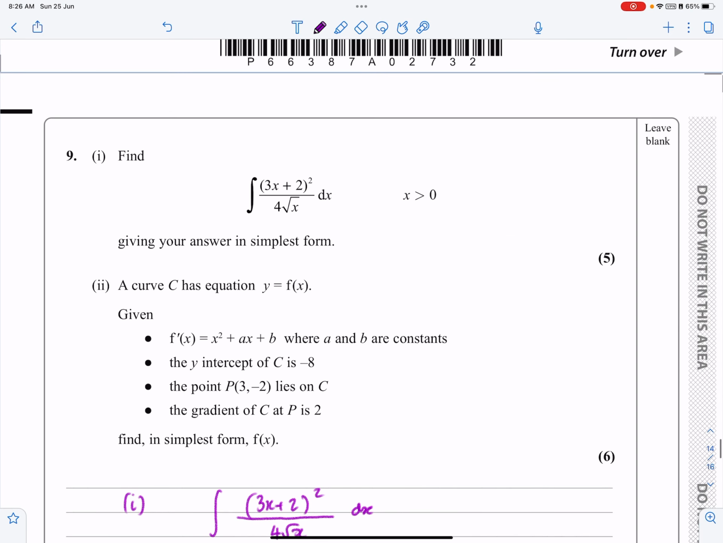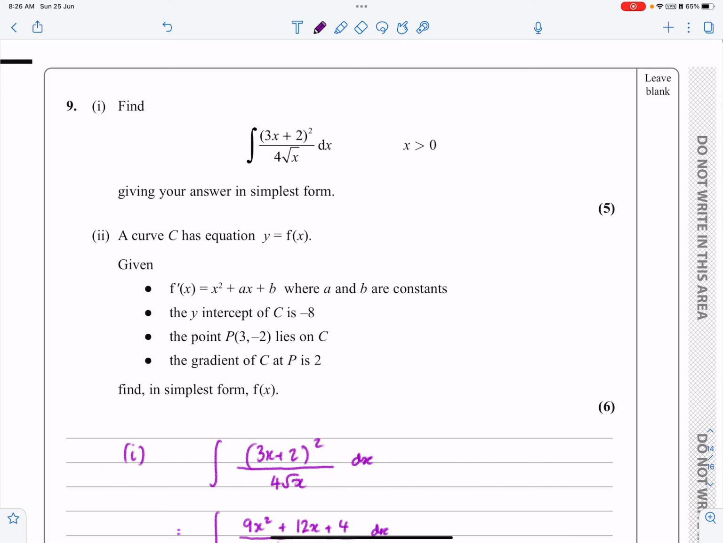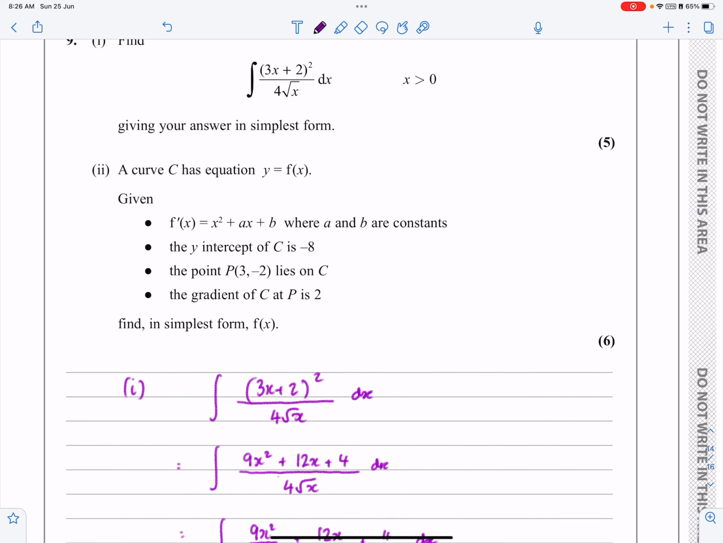But if we look back at that, in its simplest form, x greater than 0 didn't really make any difference to this particular question. And that's a question in its own right. It's quite an interesting part 1. Part 2 is completely separate from part 1. So we're done with part 1.